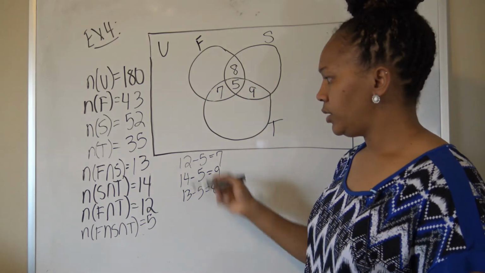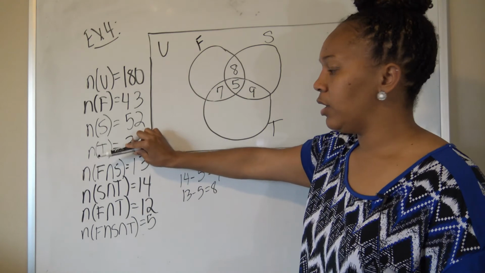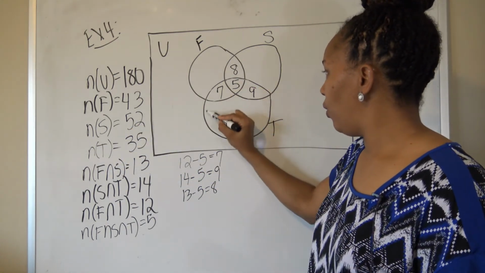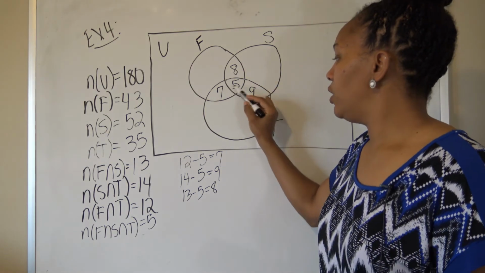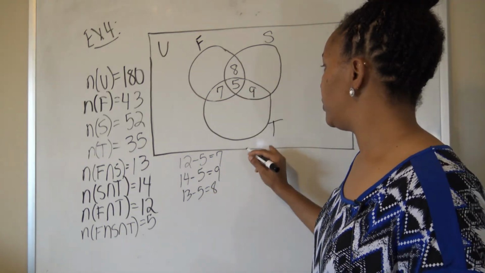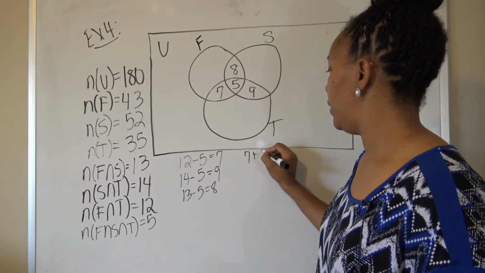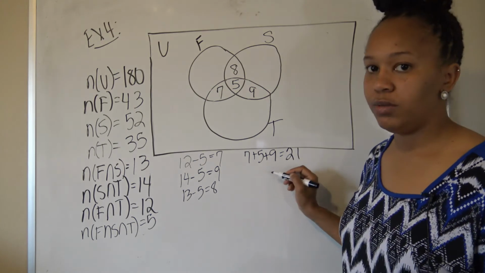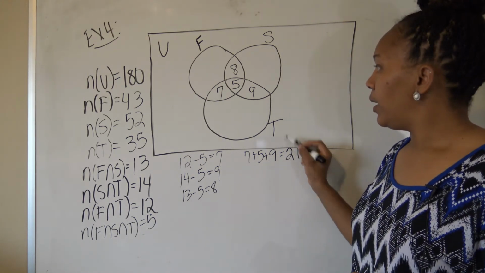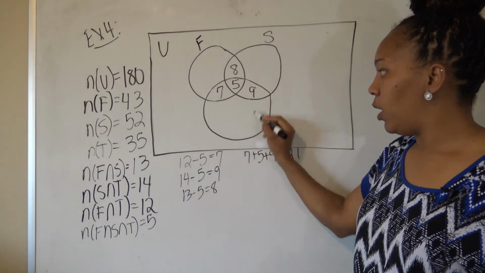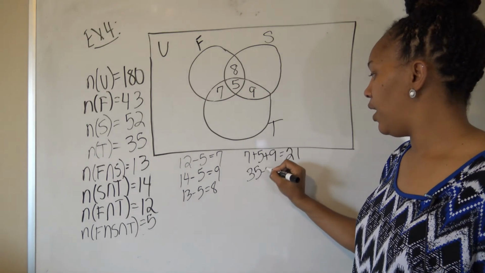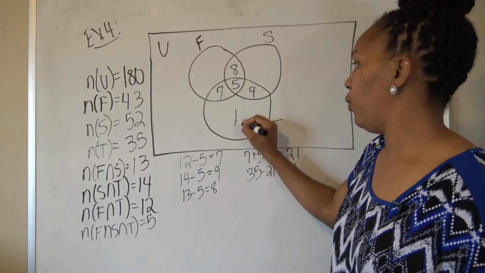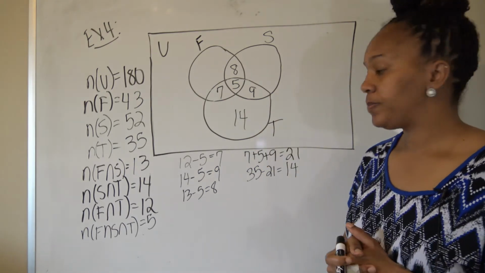Okay. So now as I'm working up, the next thing I know is that the number that were in tutorial programs was 35. So that means this circle should have 35. Well, this circle already has 7 plus 5 plus 9 in it, which is 21. 7 plus 5 is 12. 12 and 9 is 21. And it needs to have 35. So to figure out what goes in this open region, I will do 35 minus 21, which is equal to 14. So there is 14 in this region.